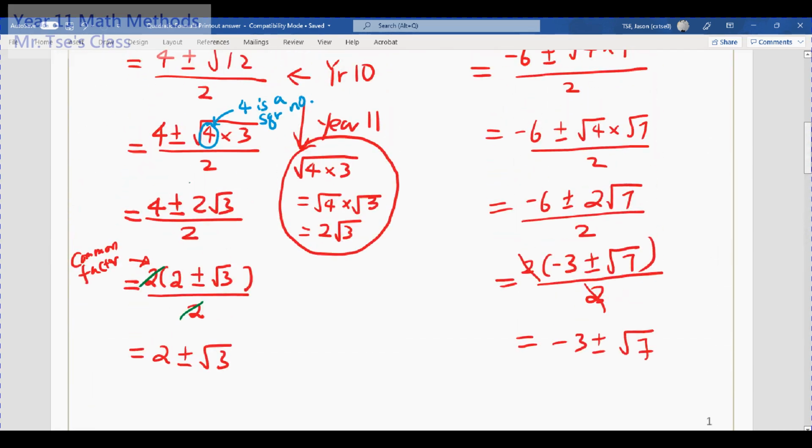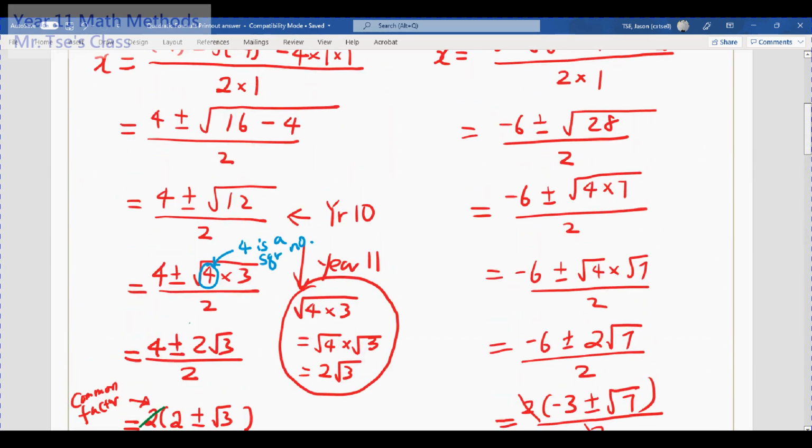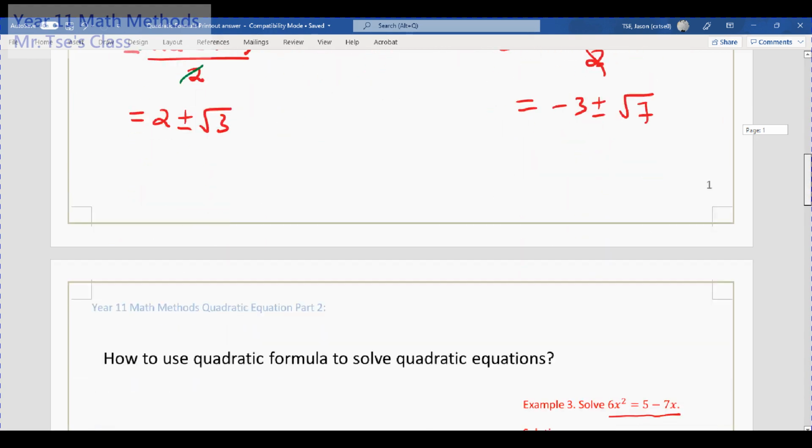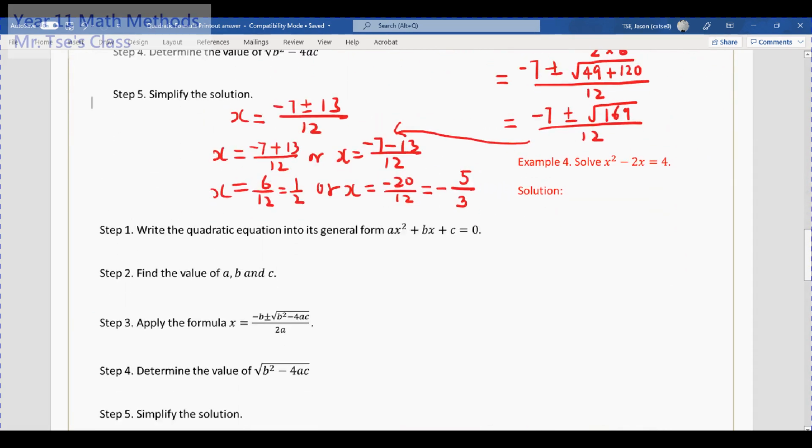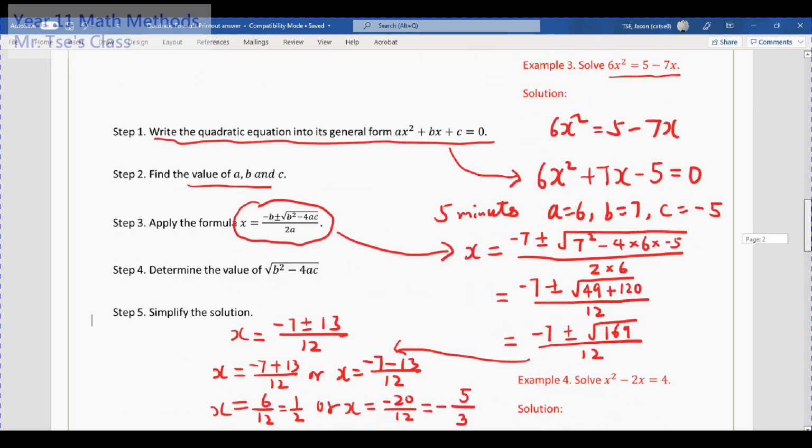Sometimes it's partially a square number, like square root 28. It's partially a square number because you can decompose that 28 into 4 times 7. Just like 12, you can decompose it into 4 times 3, and that 4 can be taken the square root. All right, so that's example 3.